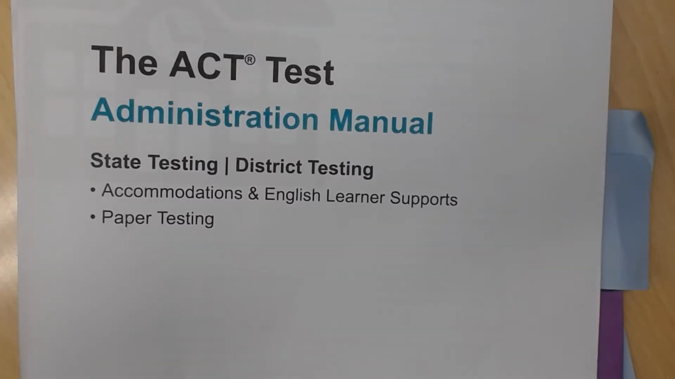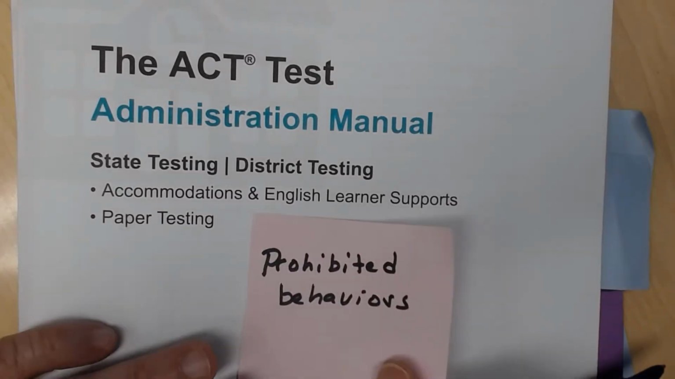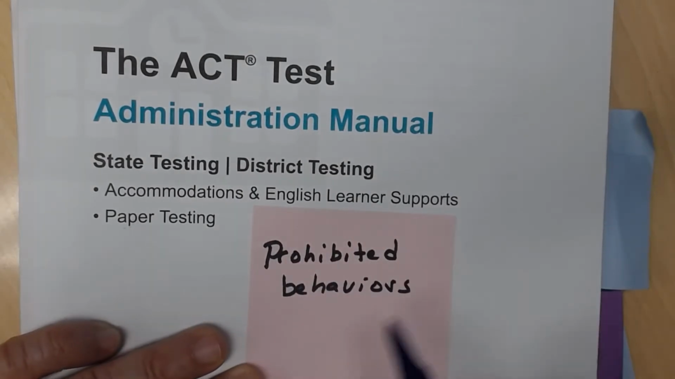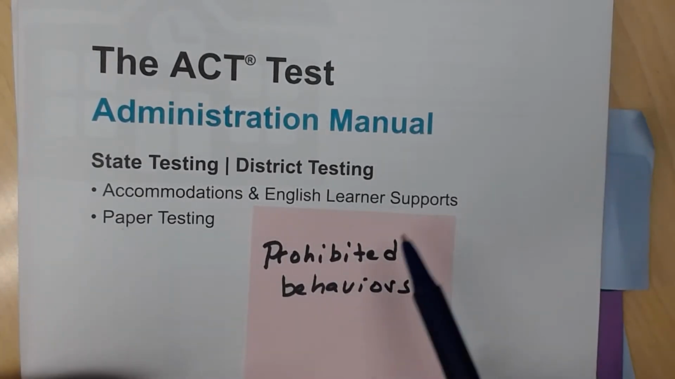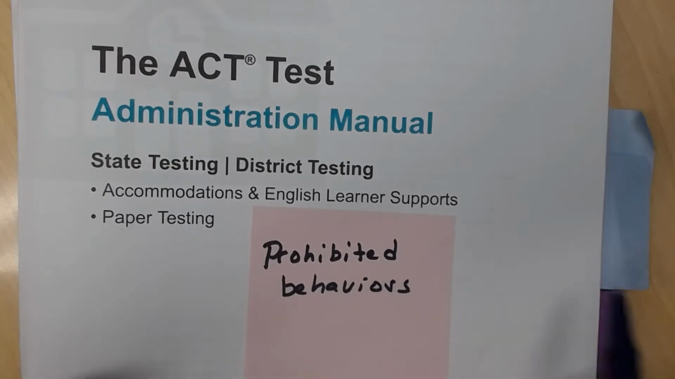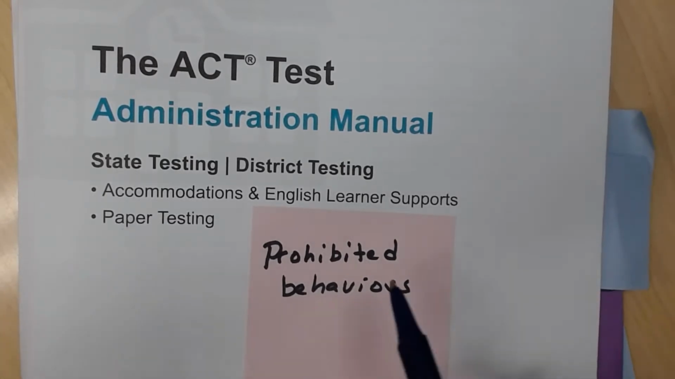We are now going to look at prohibitive behaviors, and this is going to be important for you. So again, as we go through this section, make sure that you understand and read all parts of that section. If you have any questions, you discuss this with your test coordinator. But we're going to look at prohibitive behaviors.